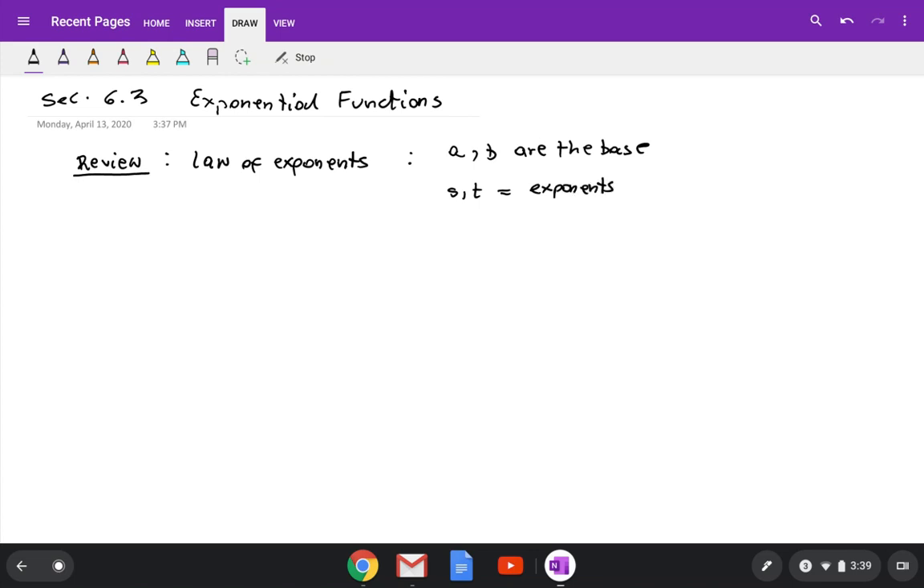The first property we need to know is the product property. You have b to the power of s times b to the power of t. When you have the same bases and multiplication, you copy the base once and add the exponents. We call this the product property.